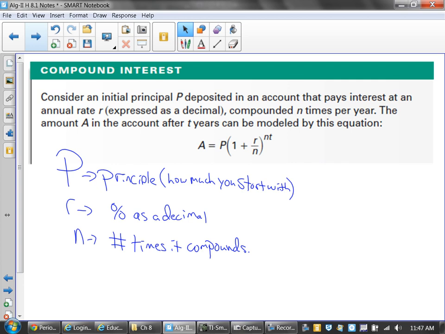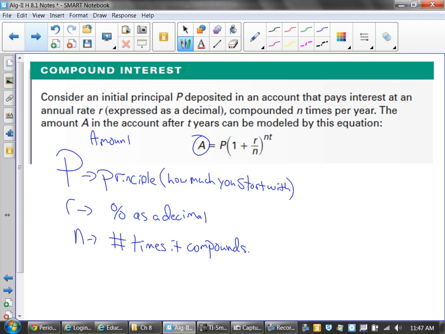R, again, is always going to be your percentage written as a decimal. And then the T is going to be however many years you're doing this for. What about A? A is the amount. How did I write this up? Amount when finished. Yeah, like your finished amount, your total amount. Final amount, total amount, yeah.